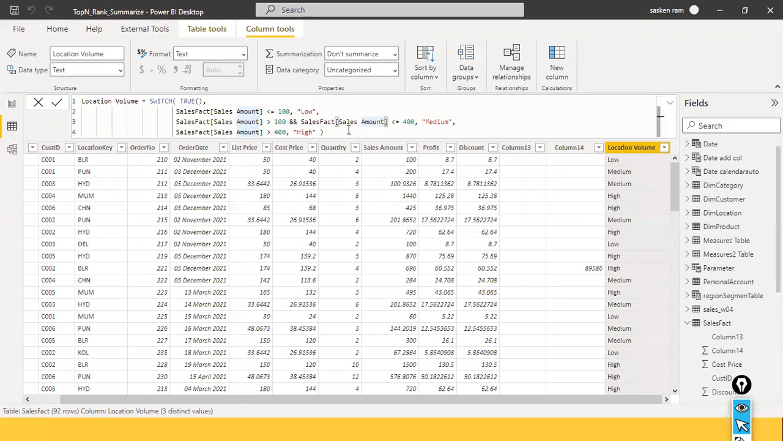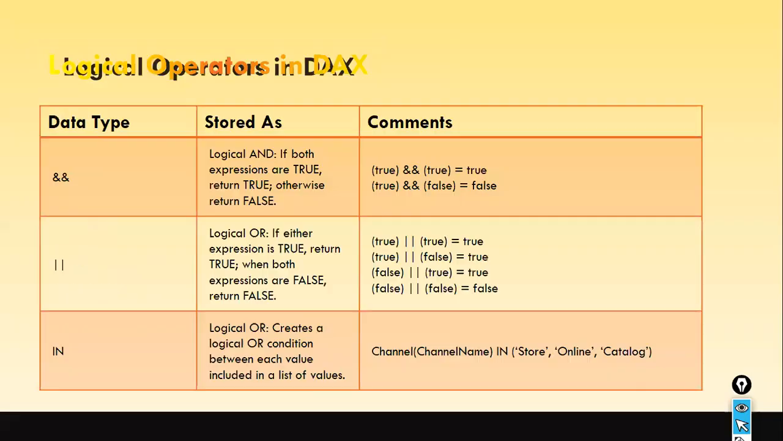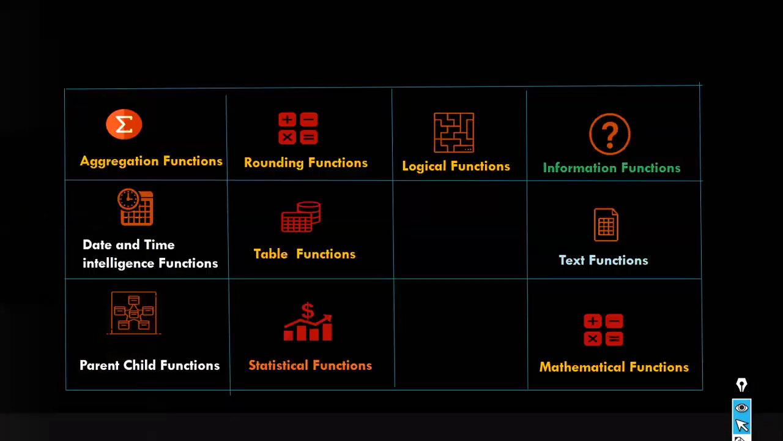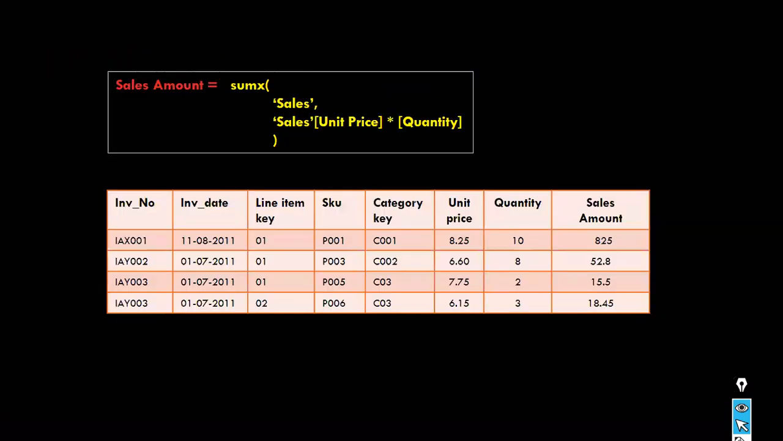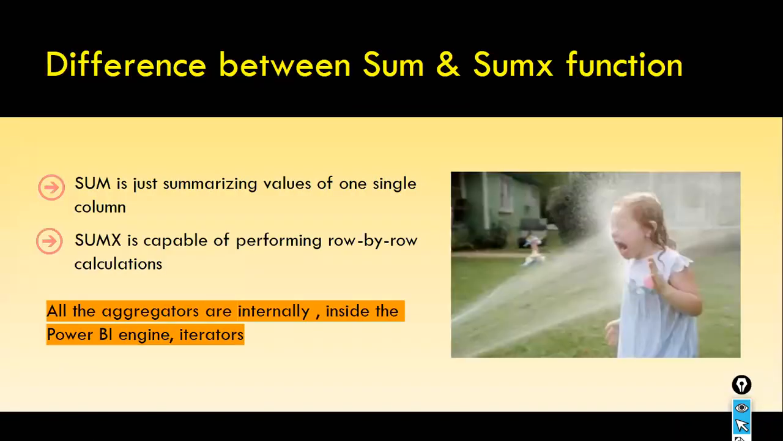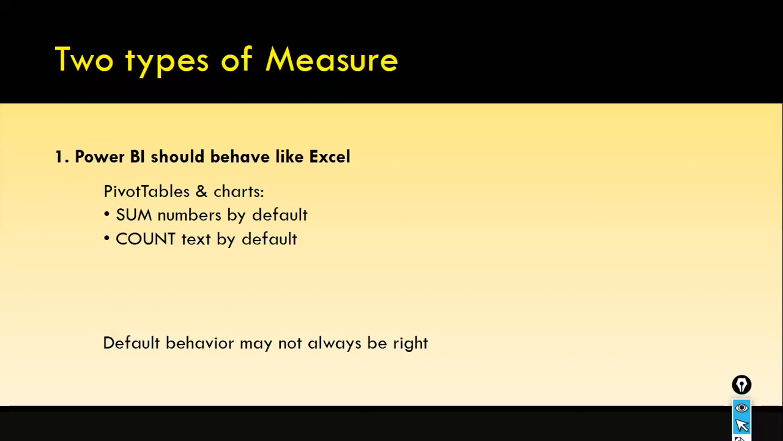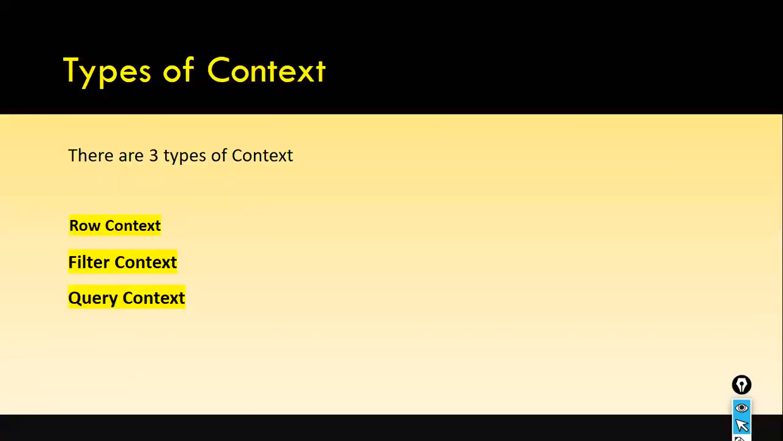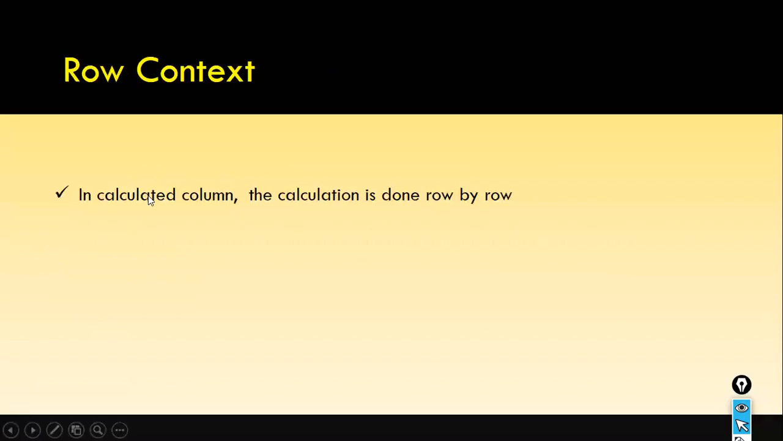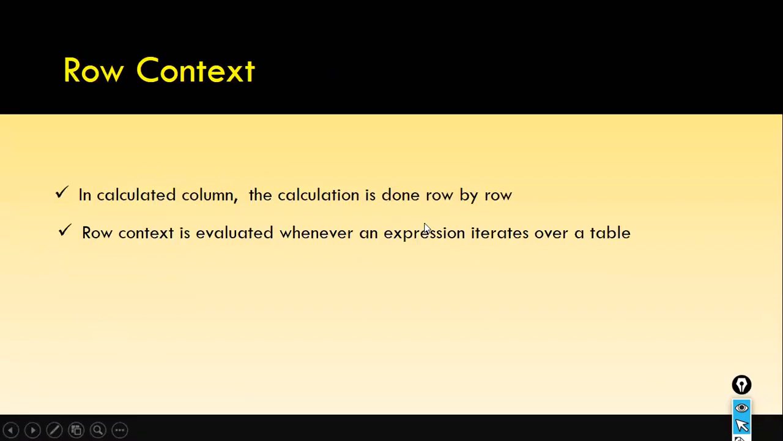In the case of a calculated column, it uses the row context. Let me go back here to the row context. Now you have learned how to use a SWITCH function. Anyhow, I will show you some other examples, so don't worry. So row context and filter context. Row context is nothing but the calculated column, the calculation done row by row.